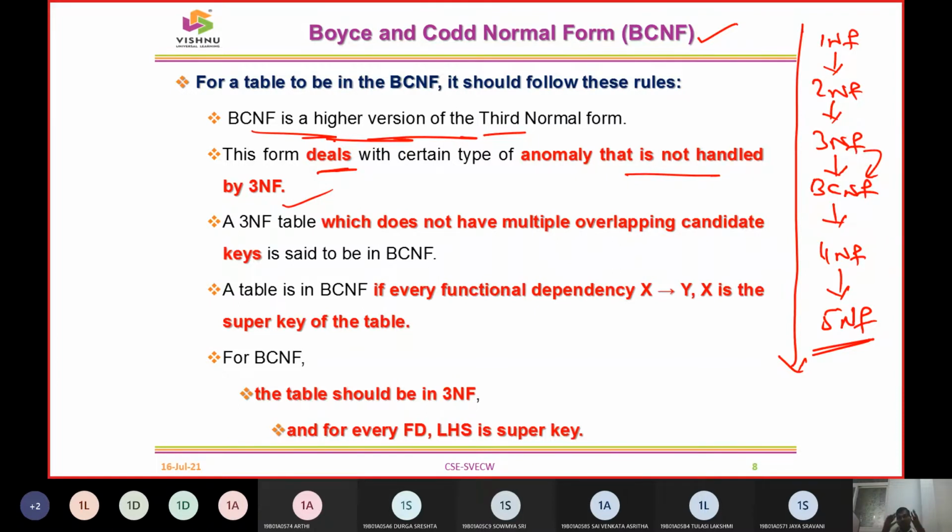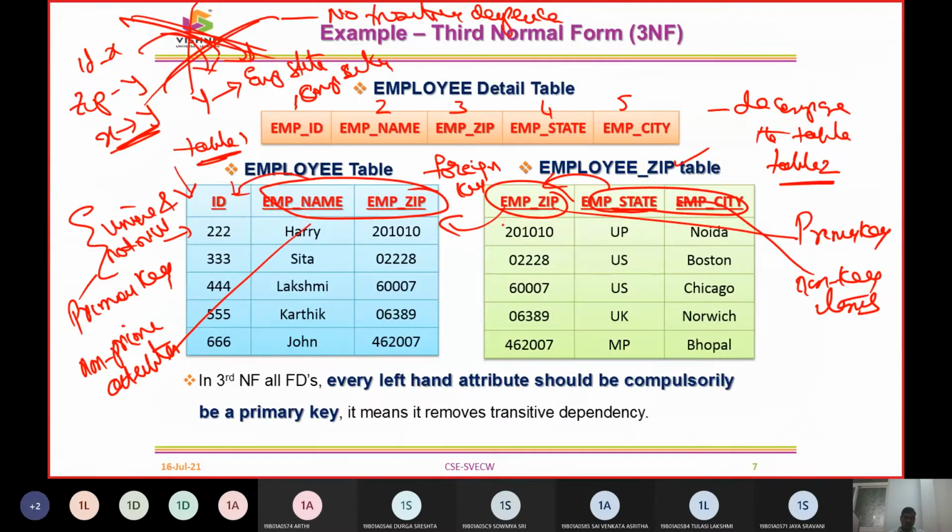And the other aspect, the major difference between third normal form and the Boyce-Codd normal form, is that it does not have multiple overlapping of candidate keys. A candidate key, we are going to call it a secondary key in the table, and for such candidate keys, there is no multiple overlapping. Just go back to the previous example.